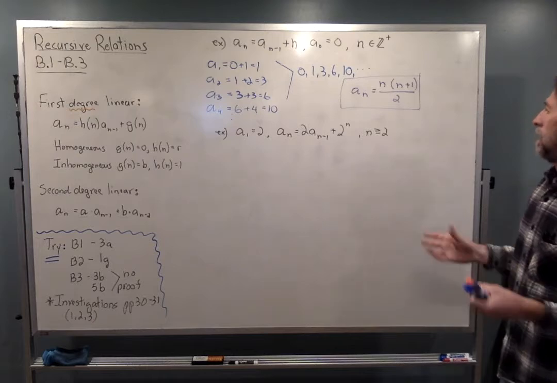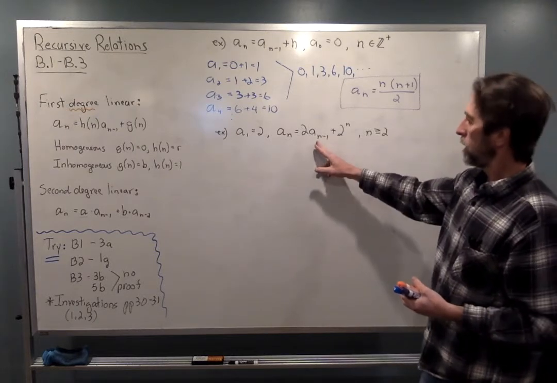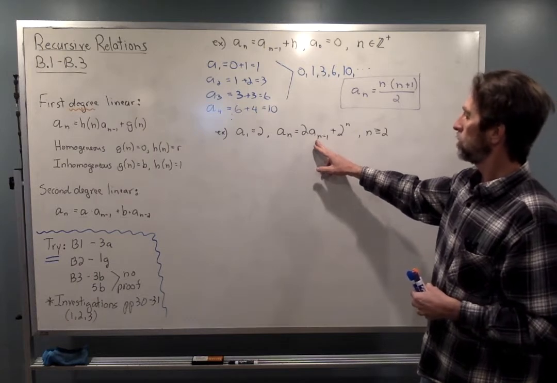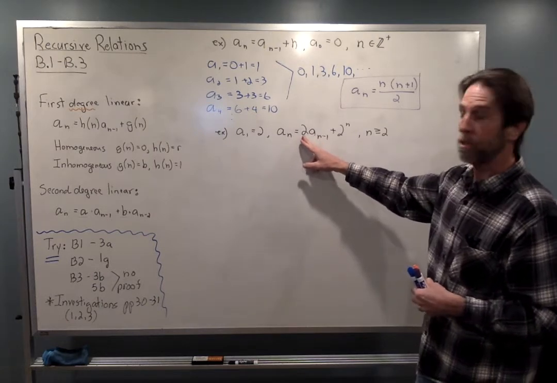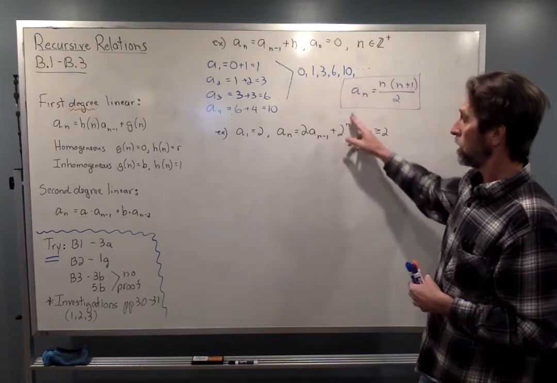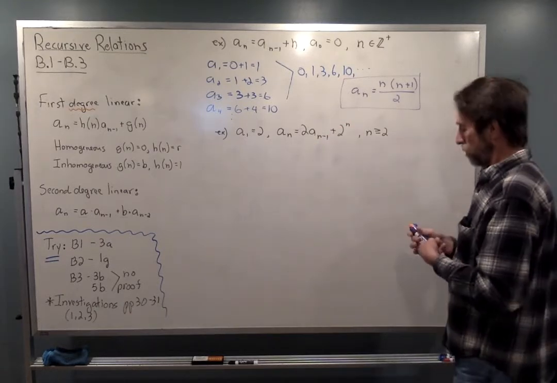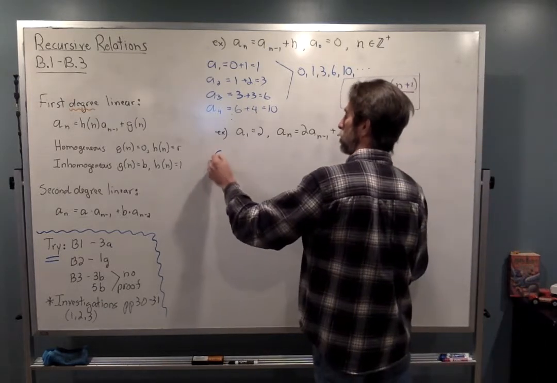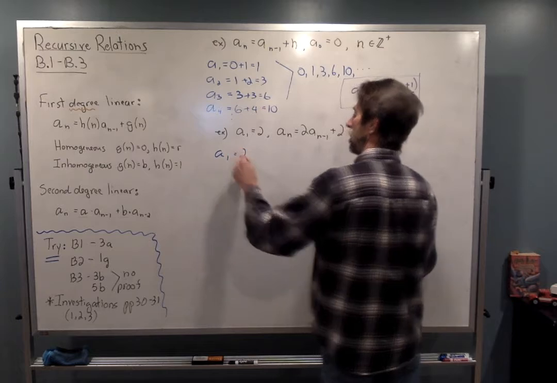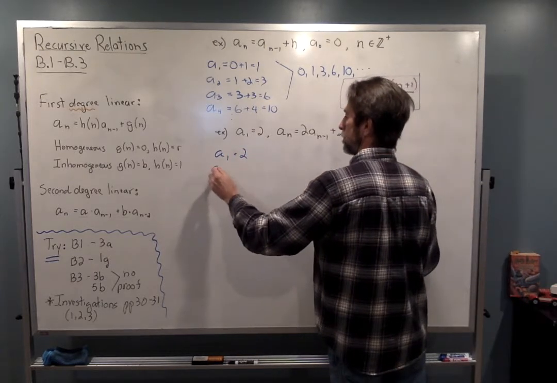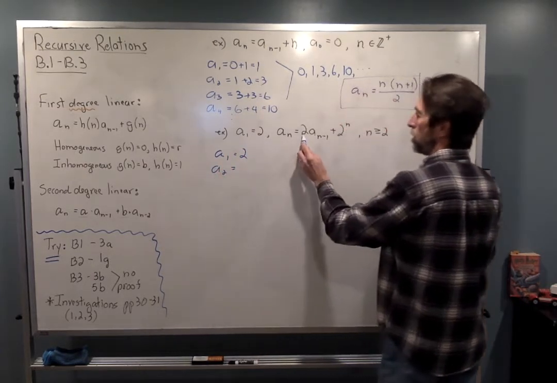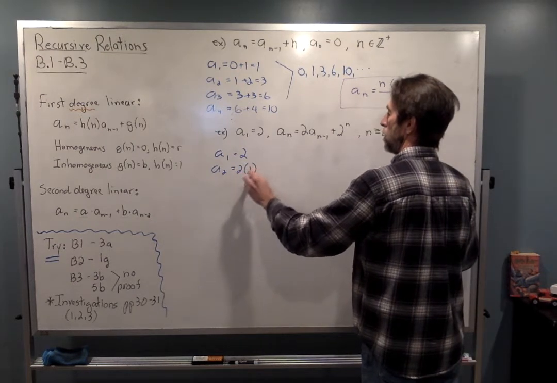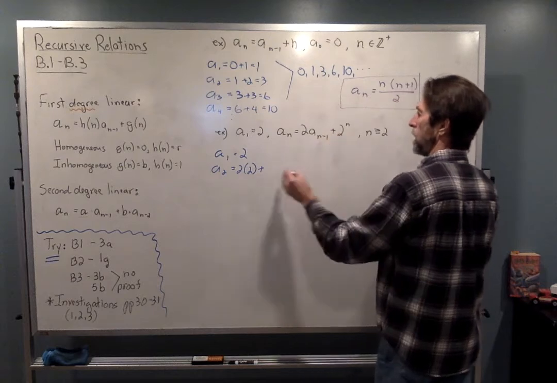This next one, it's definitely linear because it's first degree, I keep saying that. It is also linear because that coefficient is just a constant. This is also a function. Okay, so that creates a little bit of an issue here, but let's see what happens. The first term we already know is 2, so I'm going to write it. The second term is going to be 2 times the term before it, which would be 4, or 2 times 2, plus 2 to the n power.